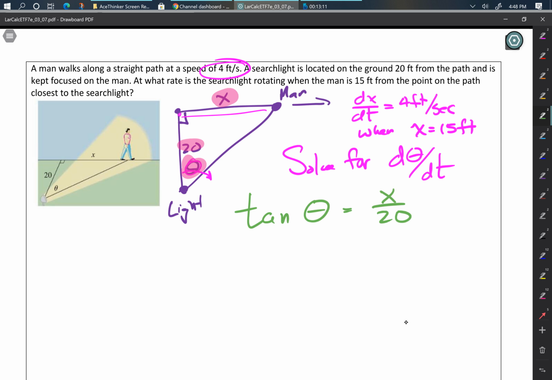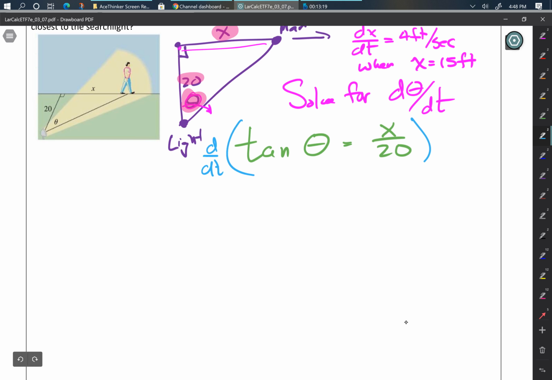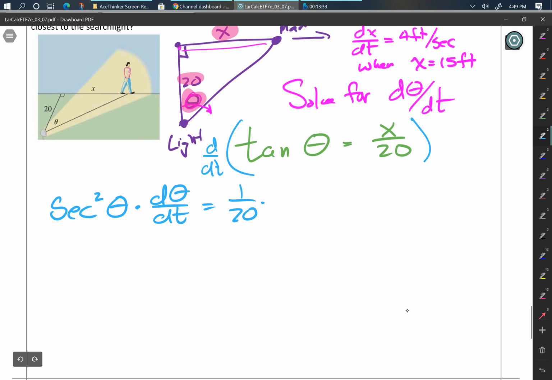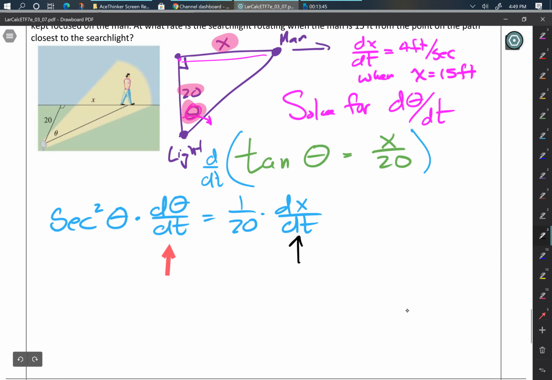And x and theta are both changing with respect to time, so we can differentiate with respect to t. The derivative of tangent is secant squared, so the left-hand side becomes secant squared theta times d theta/dt, chain rule with implicit differentiation. Right-hand side, 1/20th times dx/dt. My job is to solve for d theta/dt, so the other quantities must be given, and dx/dt was given. It was 4 feet per second.